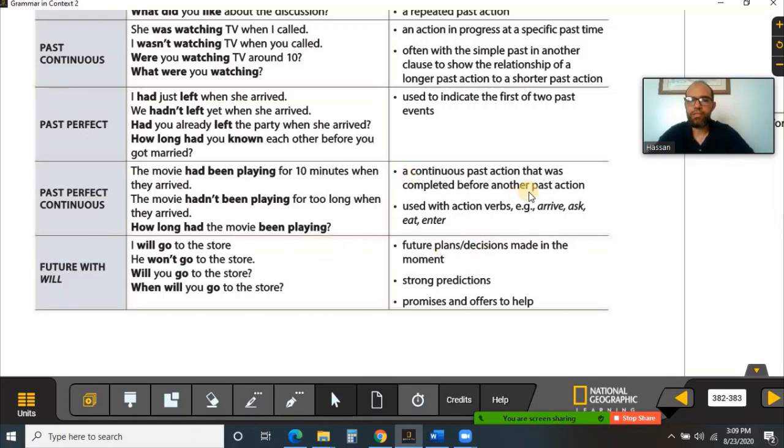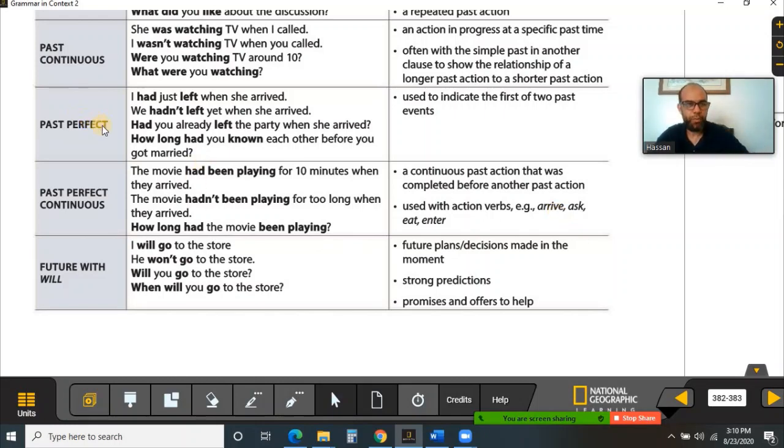Usage. A continuous past action that was completed before another past action. Used with action verbs, for example, arrive, ask, eat, and enter. So we use the past perfect continuous to talk about an action that was in progress before another past action.